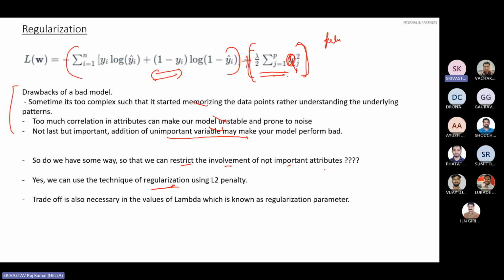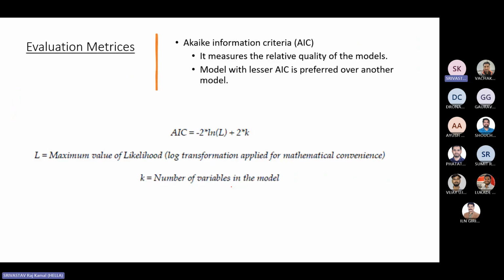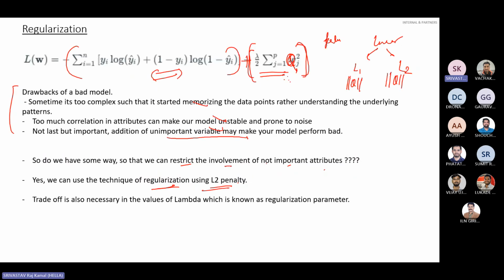That's what we did, and the same thing we did in linear regression. In linear regression, we did it two ways: one with the L1 norm, which is absolute, and one with the L2 norm, which is square. So the same techniques we apply here, right?